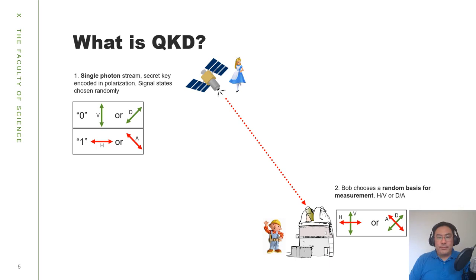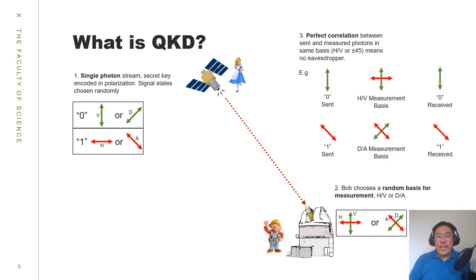Now, the measurement results that Bob gets should be perfectly correlated with what was sent by Alice. So if Alice sends a 0 and Bob measures in the horizontal or vertical basis, he should always get the same result, 0. If Alice sends a 1 and Bob measures in the diagonal anti-diagonal basis, then Bob should also get a 1. Now, in practice, this may not be the case.